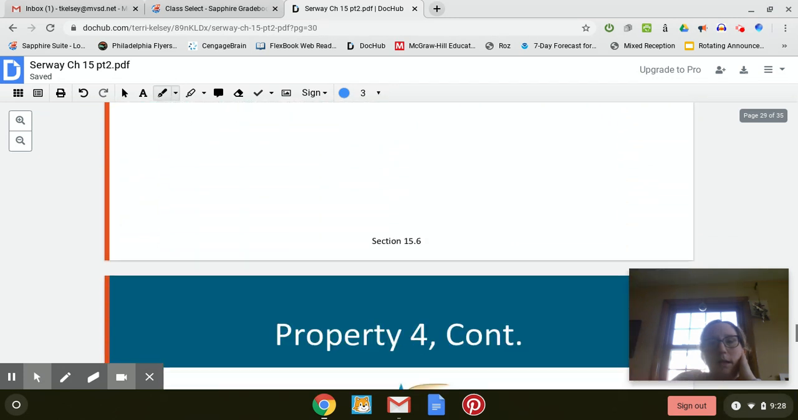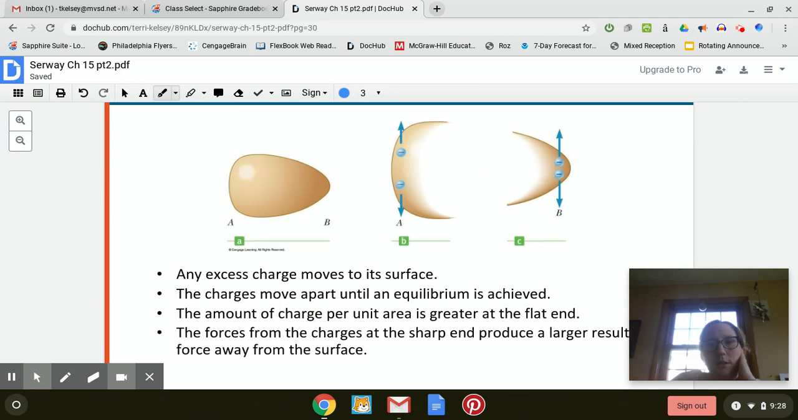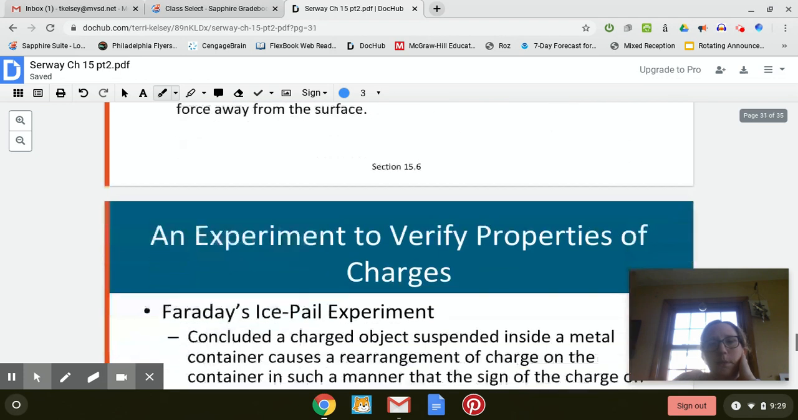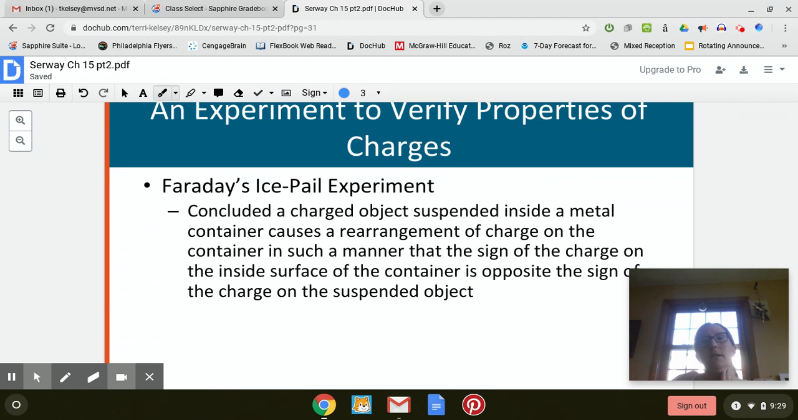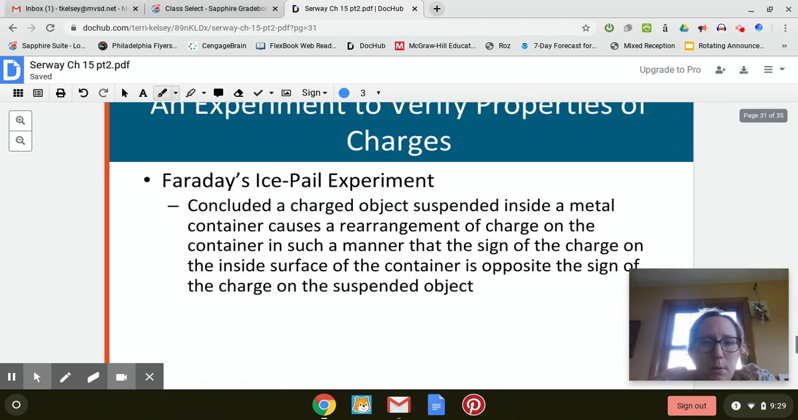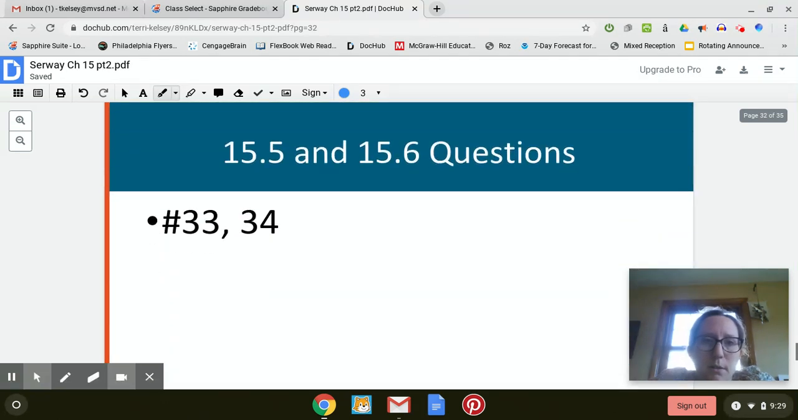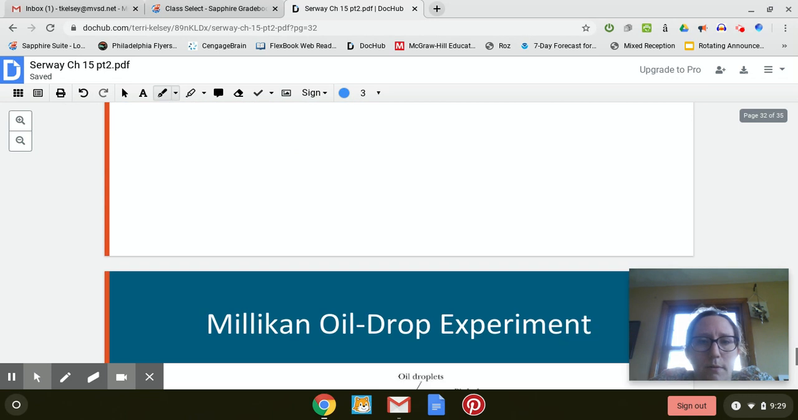I think there's a slide down here. Yeah, here we go. If I have an object, the charge is forced because of the shape into the points. Faraday has a very famous ice pail experiment. You can Google it and read it. It's the famous one that explains this. So there are your questions for 15.5 and 15.6. If you want me to do any of them, let me know.